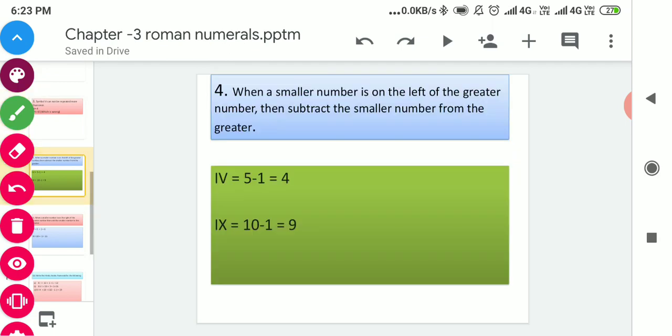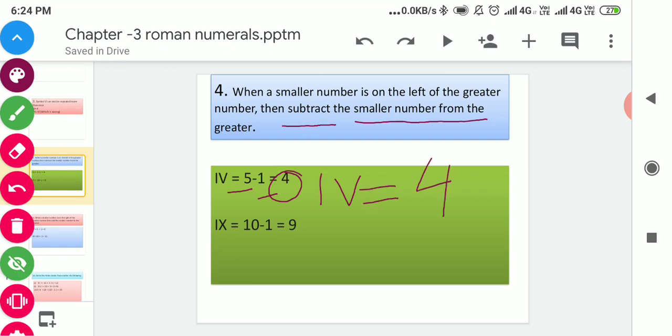Next, rule number 4. When a smaller number is on the left of the greater number, then subtract the smaller number from the greater. Example, IV. According to this rule, this I is kept left to the bigger number V. So we will subtract the smaller number from the greater. That is why here we are subtracting 1 from 5. The answer will come 4. It means IV is represented as 4.